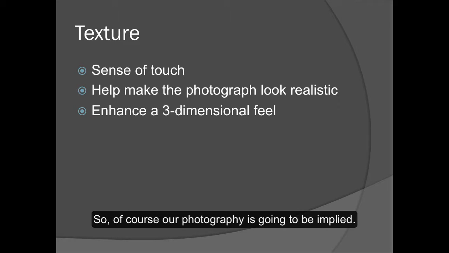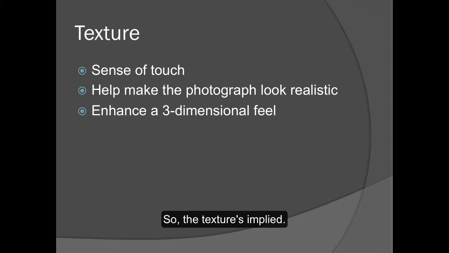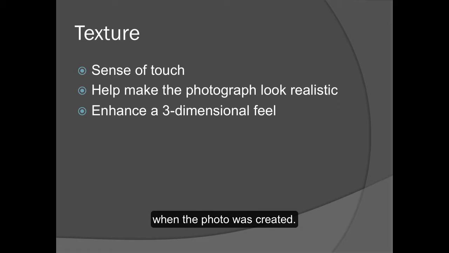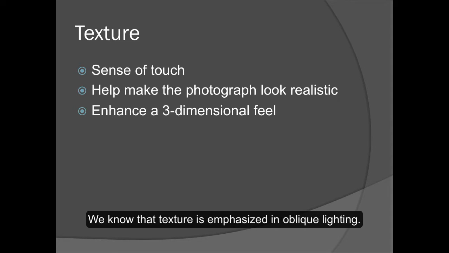Of course our photography is going to be implied. It's a photo of an actual texture, but it is implied because we can't touch our screen and feel that texture, or touch the print and feel that texture. So the texture is implied, it's suggested by you as the photographer when the photo is created. We know that texture is emphasized in oblique lighting.